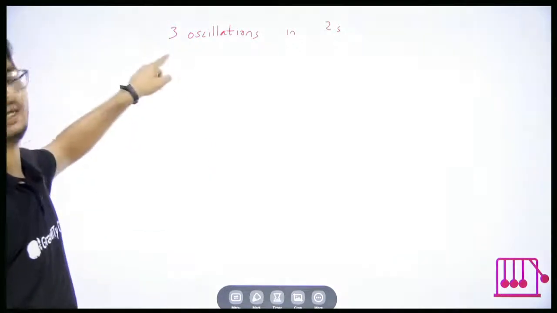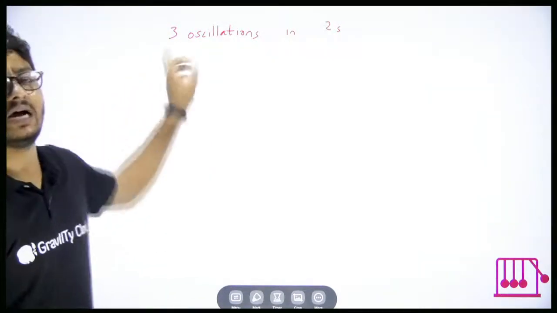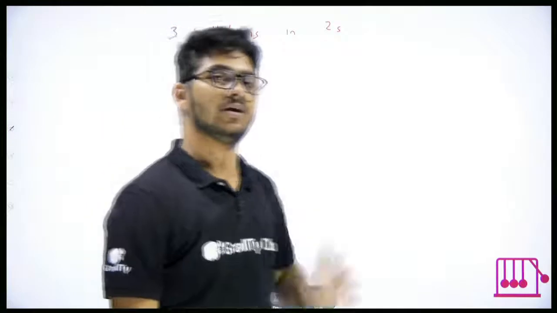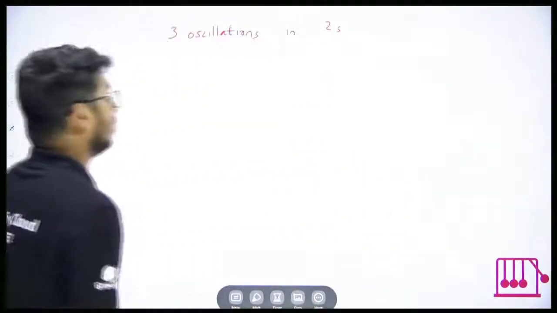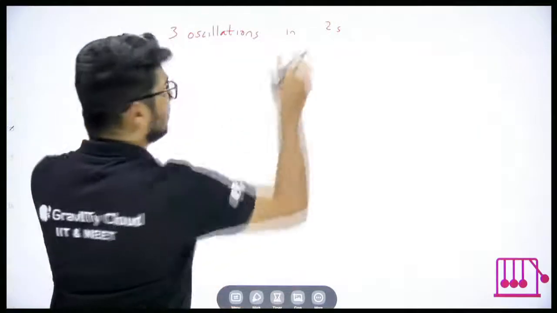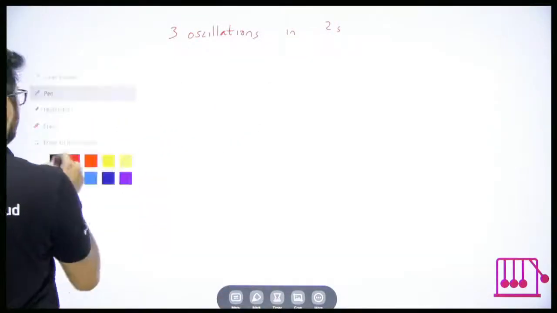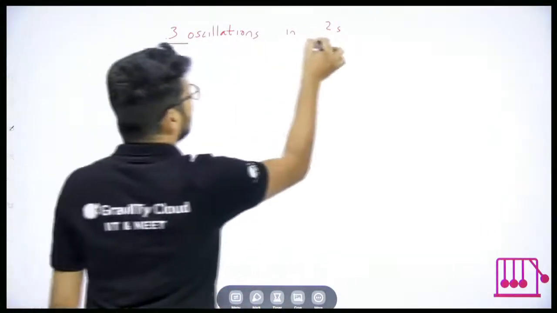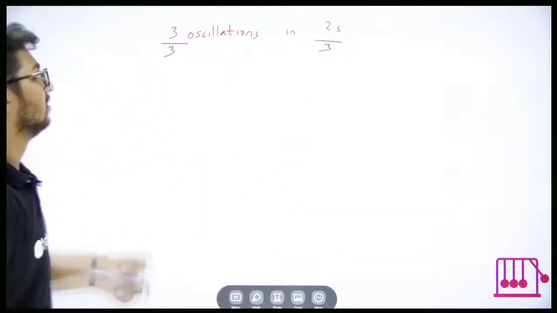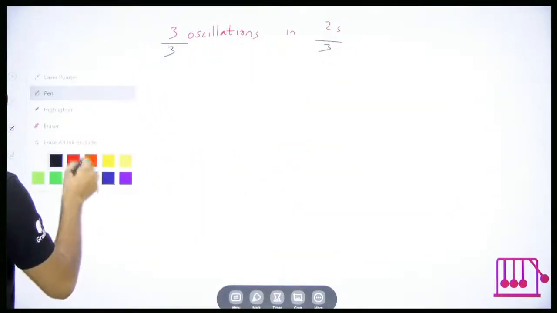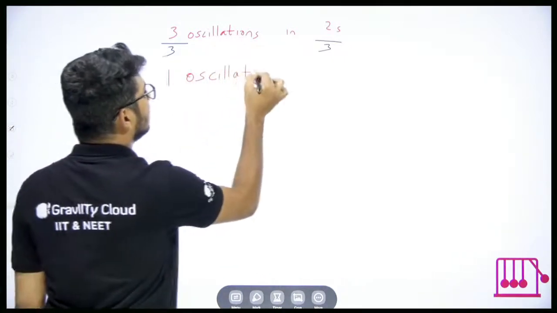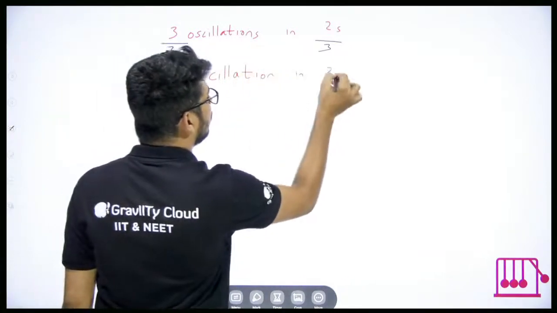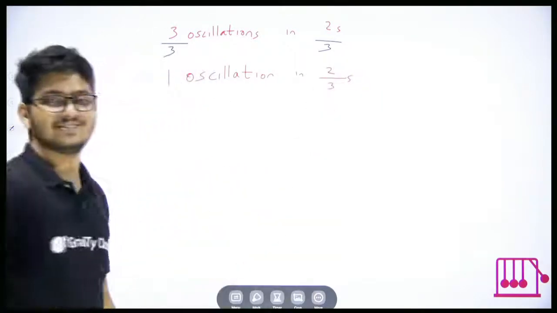So what you have to understand is, what is time period? Time taken for one oscillation. But how many oscillations you have here? 3. But we need 1. How do you get 1 from 3? You divide by 3, and whatever you do, you have to do both of them. So you just divide by 3 and see what happens. 3 by 3 is how much? 1. So one oscillation in how much time? In 2 by 3 seconds.